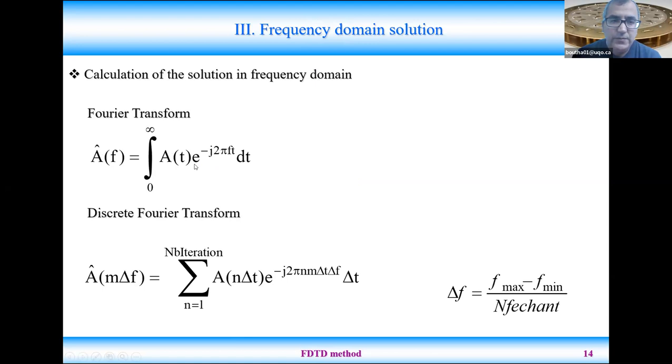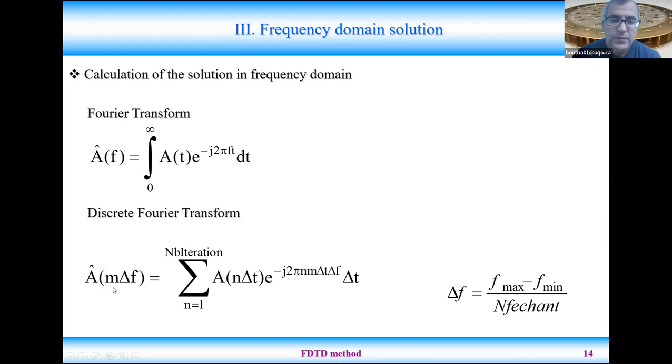This equation shows the Fourier transform. The Fourier transform is equal to the integration from 0 to infinity of the field times exponential minus j2πf t dt. And the discrete Fourier transform will have this shape. So we use a discrete Fourier transform.